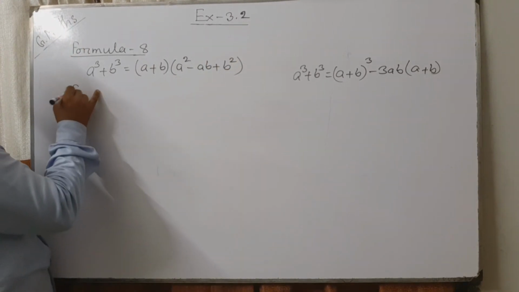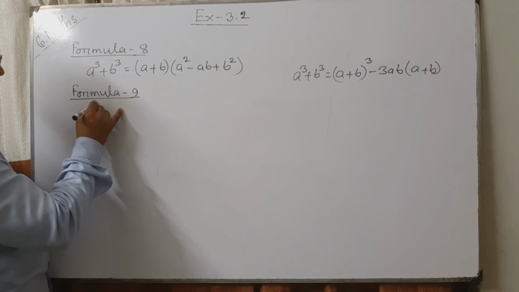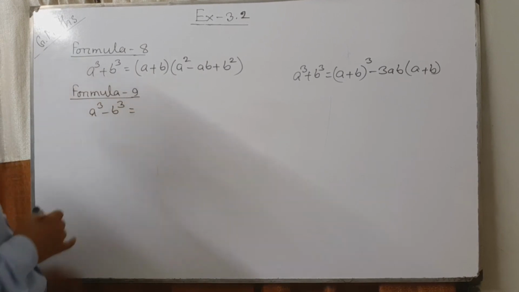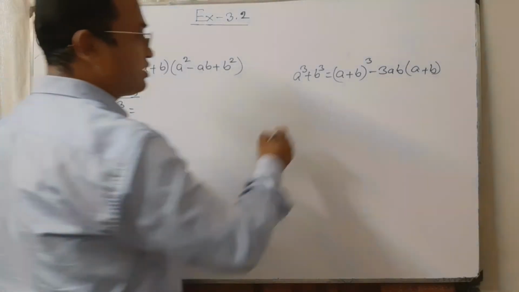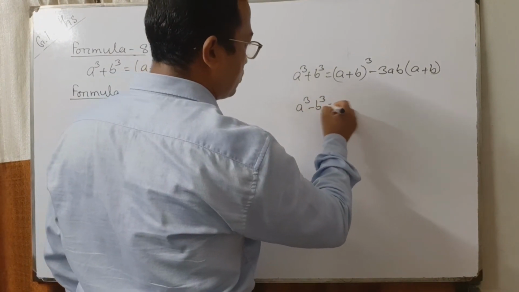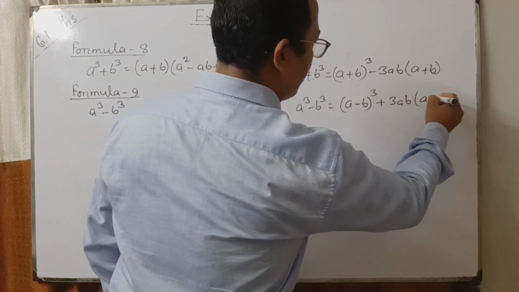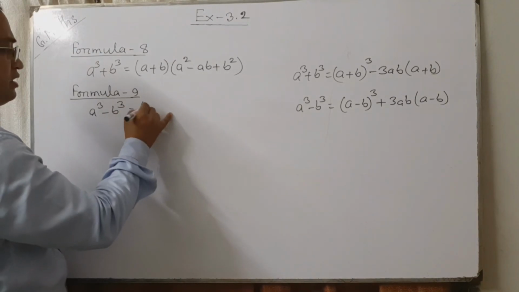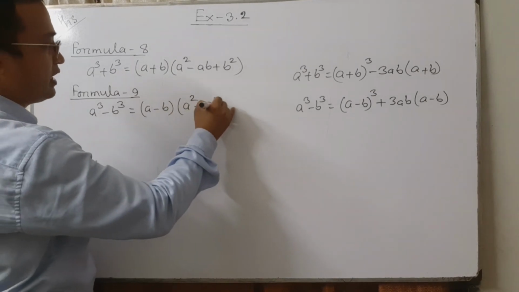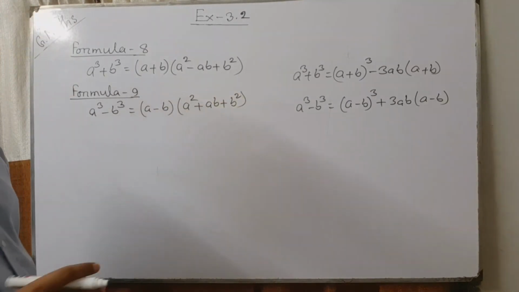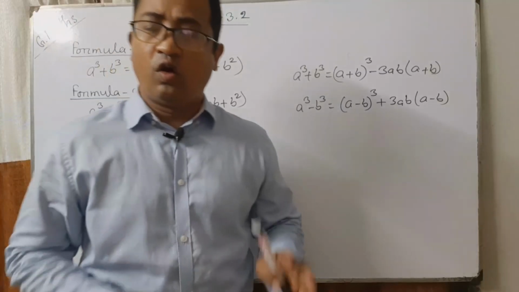Now formula number 9, that is a cube minus b cube. Similarly to a cube plus b cube, it also has a corollary. Just now I have discussed it: a cube minus b cube equal to a minus b whole cube plus 3ab into a minus b. But the formula is a minus b into a square plus ab plus b square. So you should keep in your mind the difference between the formula and the corollary of a cube plus b cube. Hope that you have understood my class.